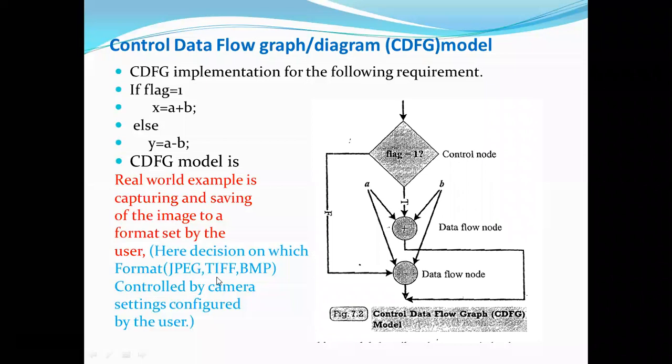Again, when you are storing the data in the digital camera, it will ask whether you want to store in JPEG or BMP or GIF. There are different formats. Based on that format, the camera will be doing settings. So for the control data flow graph model, you can give the real world example of designing the digital camera. Basically, first they have to do the layout. They use a model, the CDFG model.